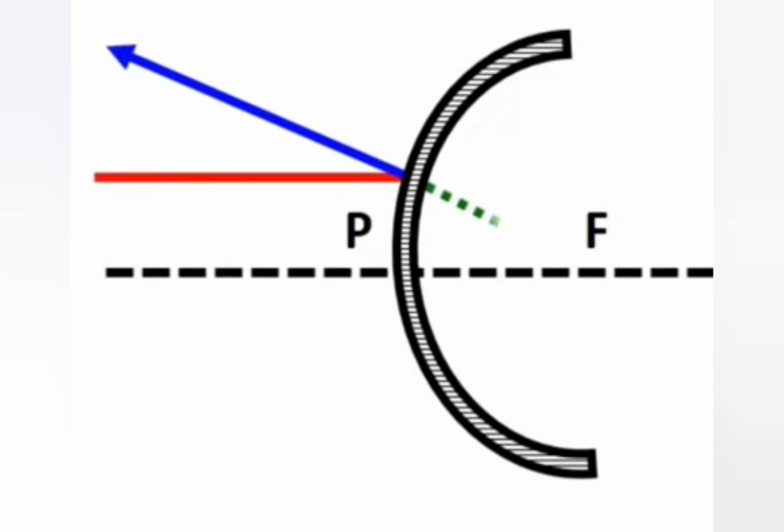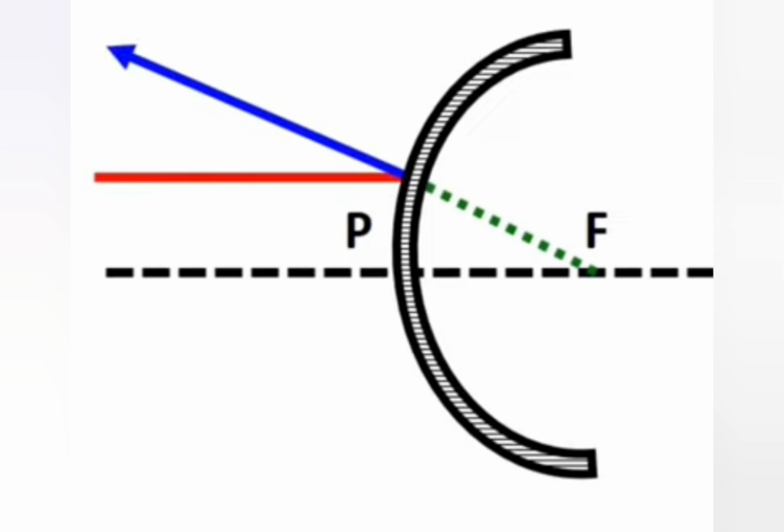Any ray of light traveling parallel to the principal axis, after reflection, what will happen? It appears to diverge from the focus from behind the mirror. Focus lies behind the mirror. One more important point we need to understand here, the ray does not actually pass through the focus.